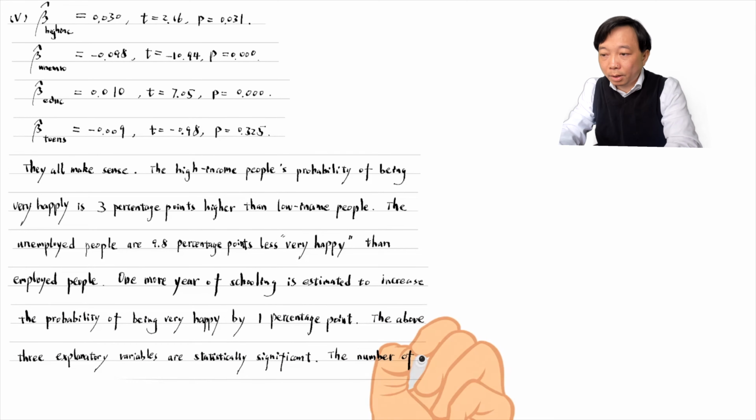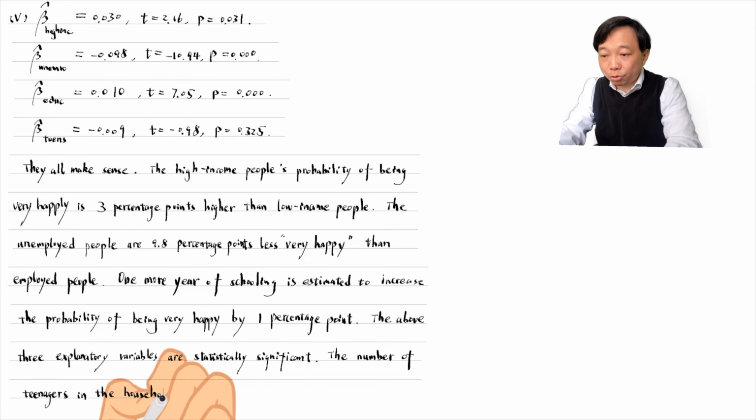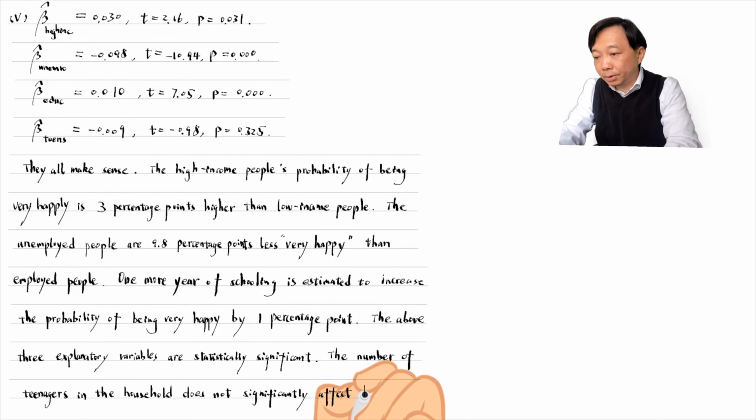The above 3 explanatory variables are statistically significant. The number of teenagers in the household does not significantly affect happiness.